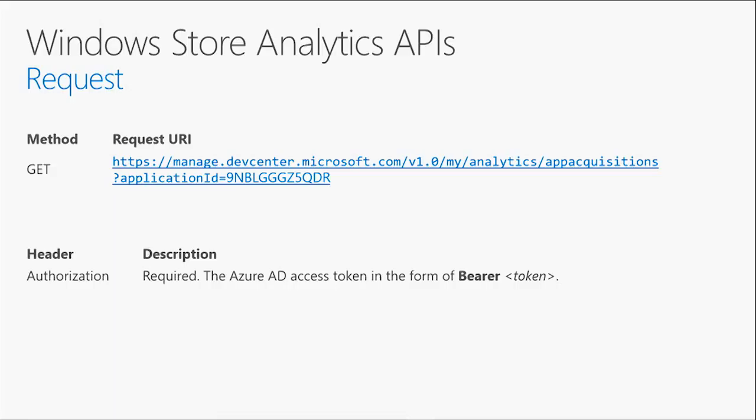Now, a basic request is a simple HTTPS GET request. And on the query string, there is a required application ID parameter, and the value of that parameter is the app ID of the app that you want to get back your data for. You get your application ID by going into the Dev Center and looking at the app identity page for your app. Now, you'll also be setting an authorization header, and the value of that authorization header is your Azure Access Token. An Azure Access Token is what the Dev Center uses to authenticate requests to the APIs, and I'll be showing you how to get your Azure Access Token in a few minutes.